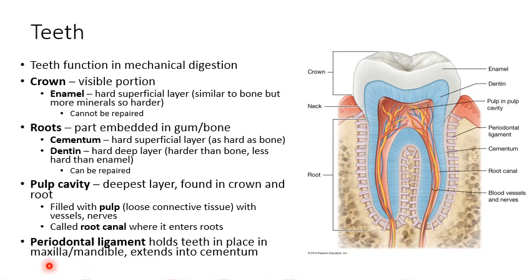The last part of the tooth's anatomy that we'll talk about is the periodontal ligaments, which are these little ligaments that run from the cementum to the bone, either of the jawbone or the maxilla. So either the mandible or the maxilla. These ligaments are anchoring the tooth in place, and that is what you have to break if you're going to extract a tooth.